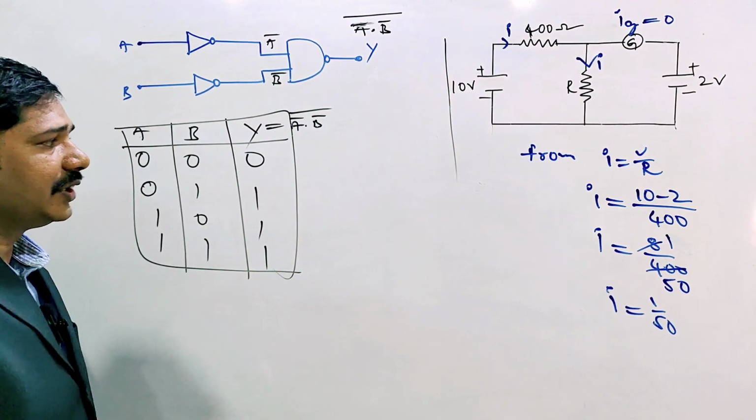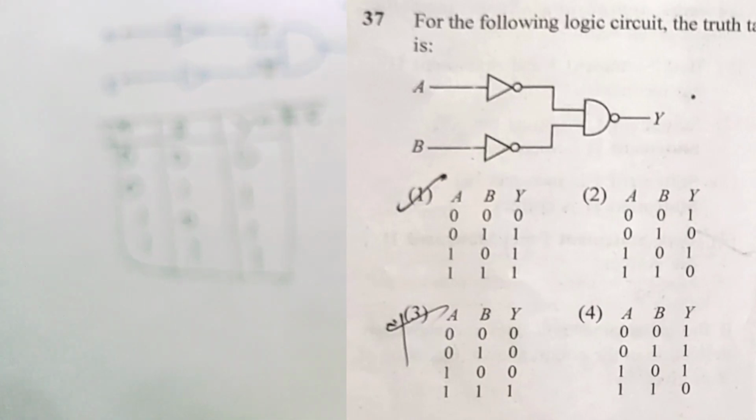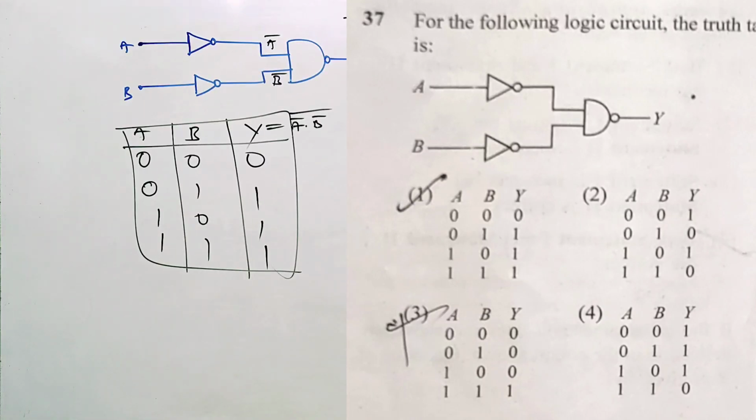Which option is correct? 0 1 1 1. In the truth table, which one is given? The first one only is given, output 0 1 1 1. So the first option is correct.